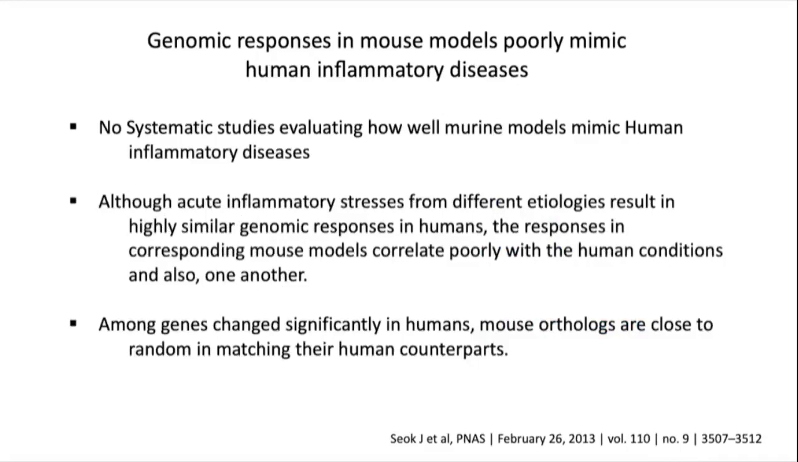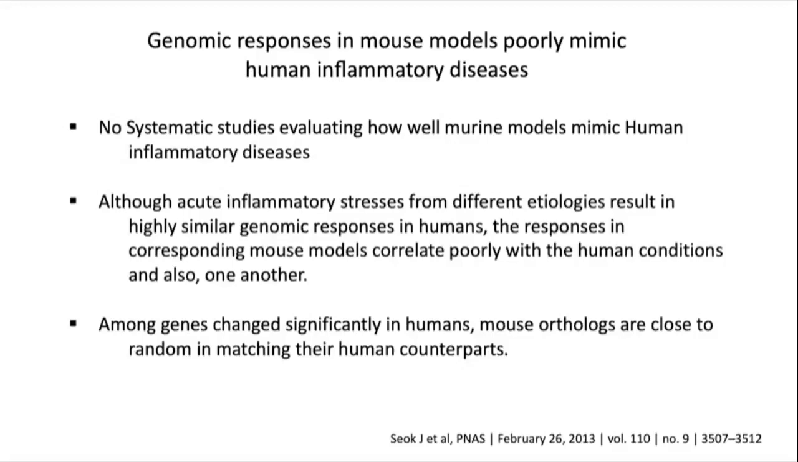Of course, this paper created a lot of controversies. Subsequently, several authors have supported and questioned their conclusions, but some of their conclusions are really very interesting. They said that although the acute inflammatory stress from different etiologies result in human genomic responses which were all similar, if we compare them with mouse, the responses are very different. And they said that among the genes which change significantly in humans, most orthologs are close to random in matching their human counterparts, meaning there is no relationship between the genomic response for inflammation initiated by three different models, that is burn, the injection of endotoxins, or trauma. There was a completely different response between these two species.